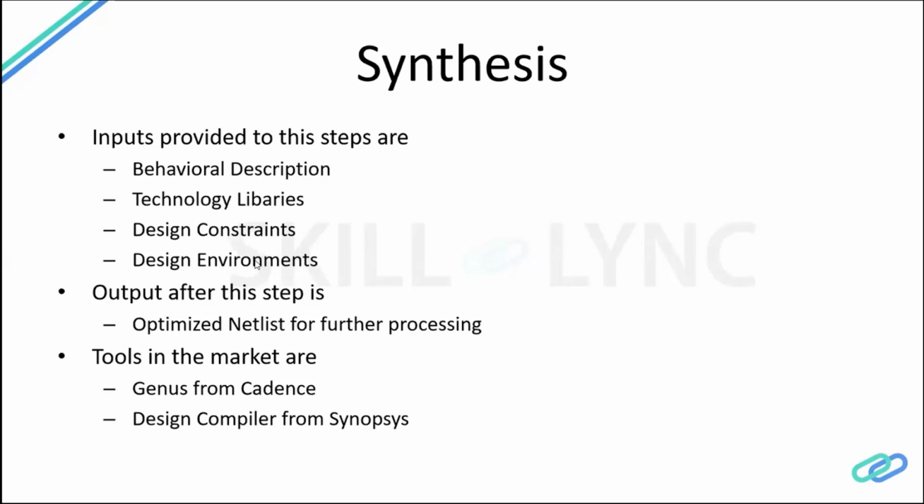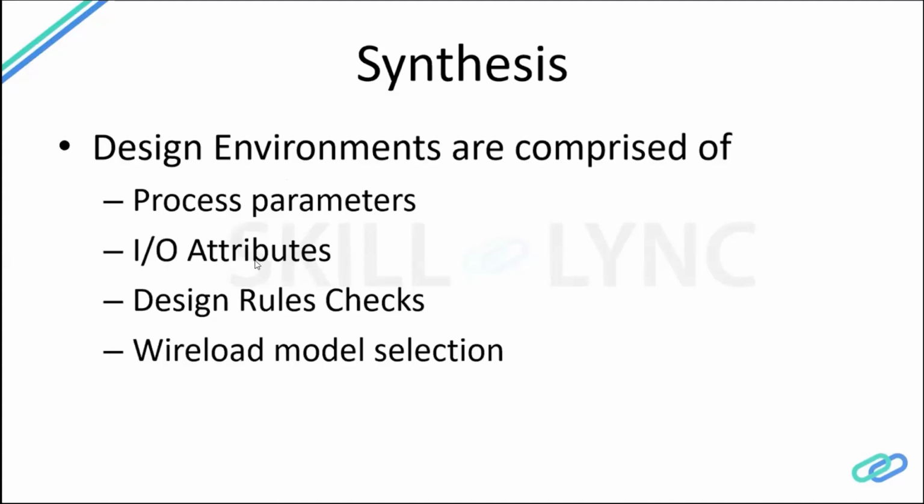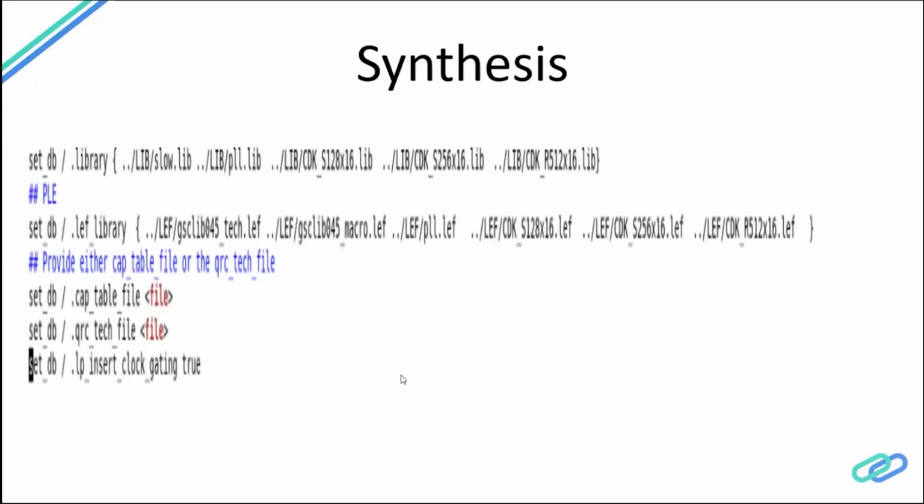I'll just give a brief on what design environment is and what design constraints are. Design environments are comprised of process parameters, IO attributes, design rule checks, and wire load model selection. So what is a wire load model? These are the things.